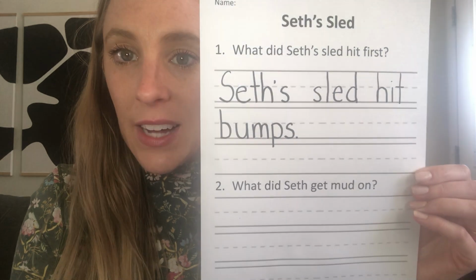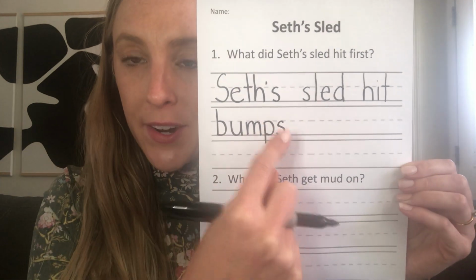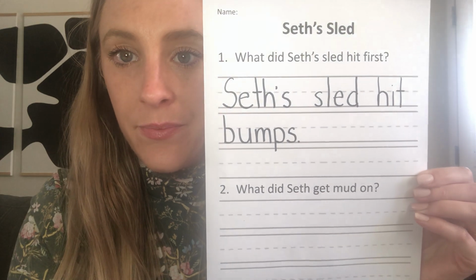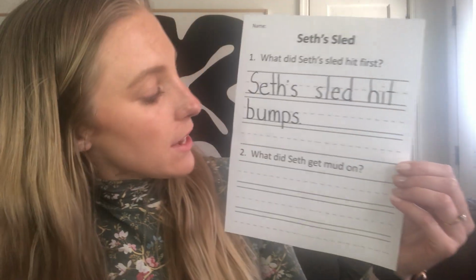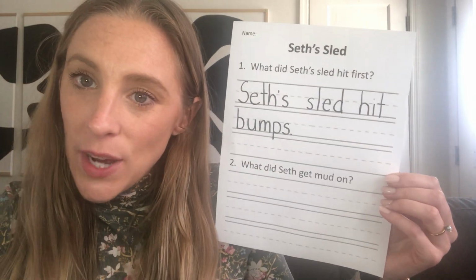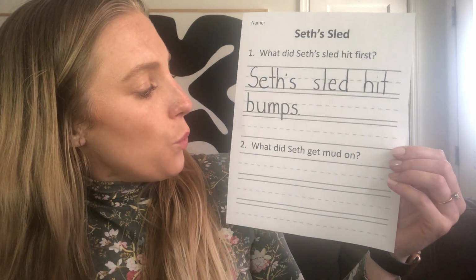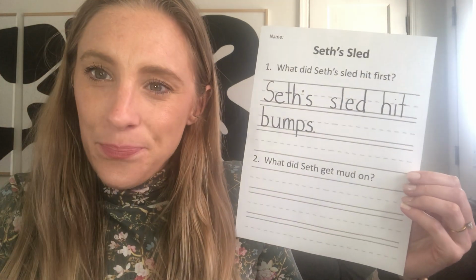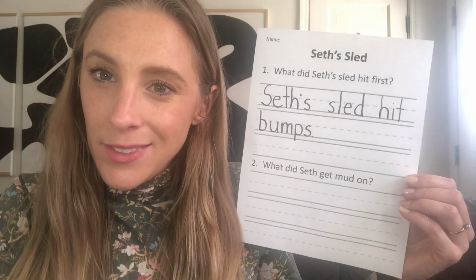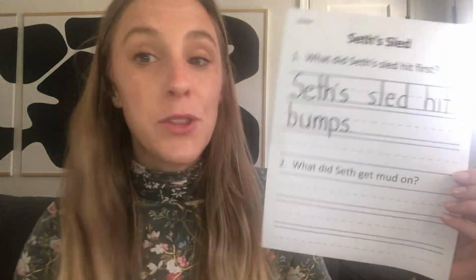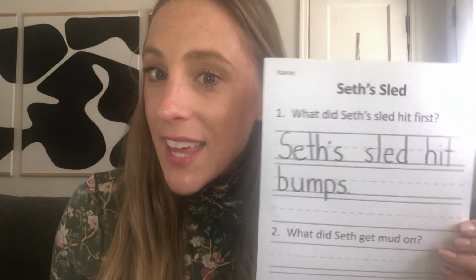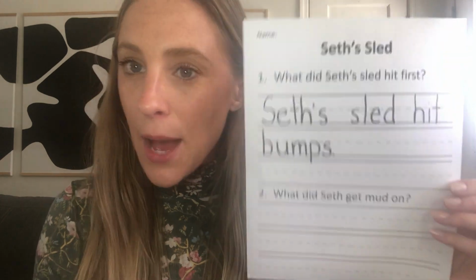And we're going to move on to number 2. Make sure you have that period and that capital letter. Okay, now the second question is, what did Seth get mud on? So remember, Seth also hit mud. And we know when we hit mud, it splatters on us. But the author told us some things that Seth got mud on.